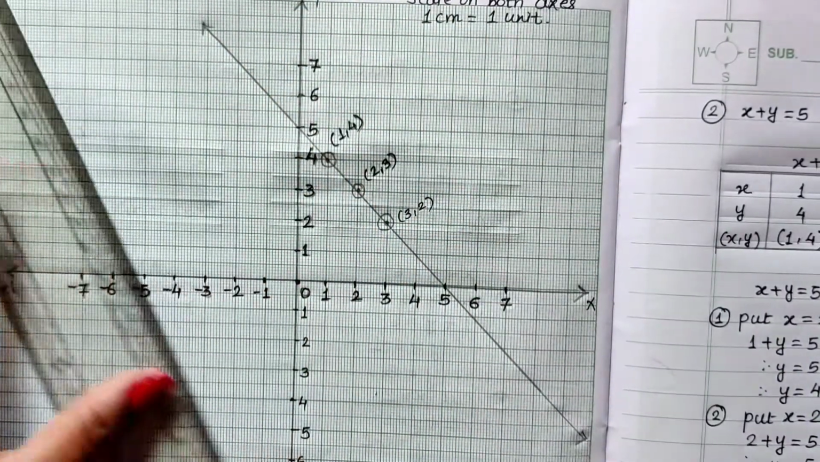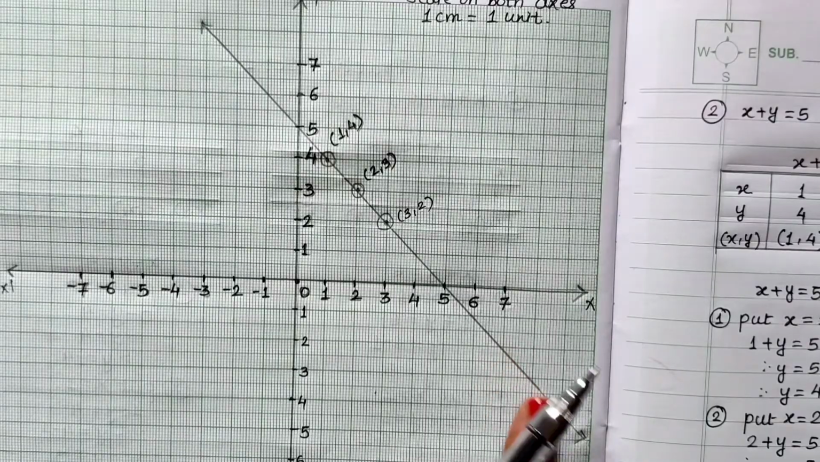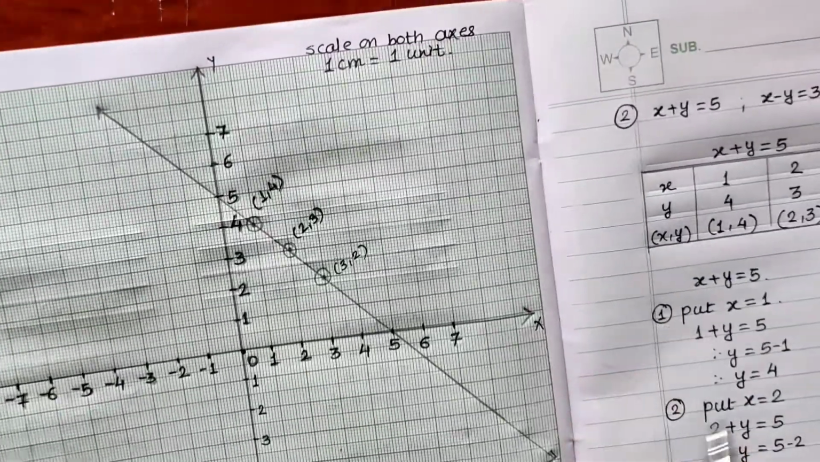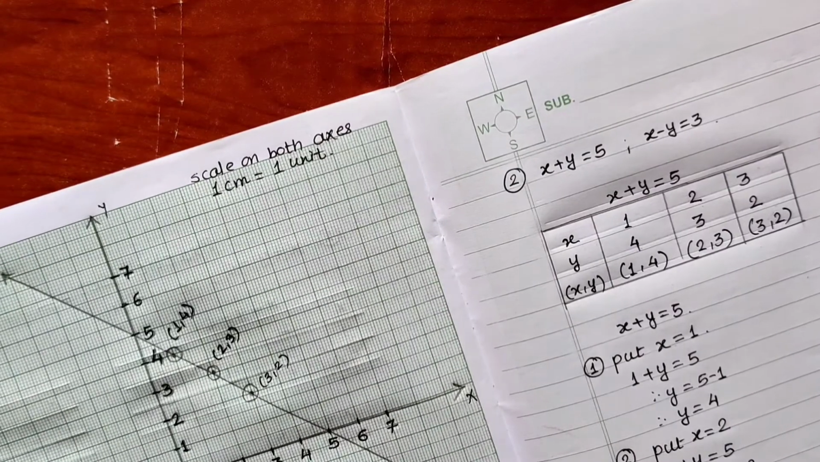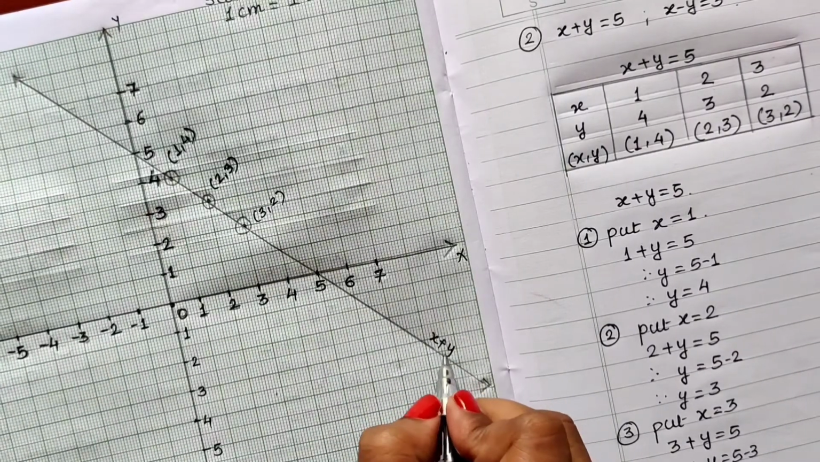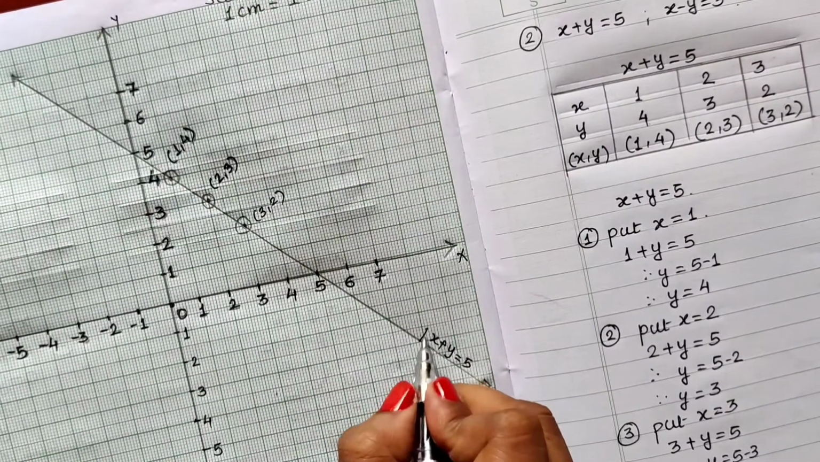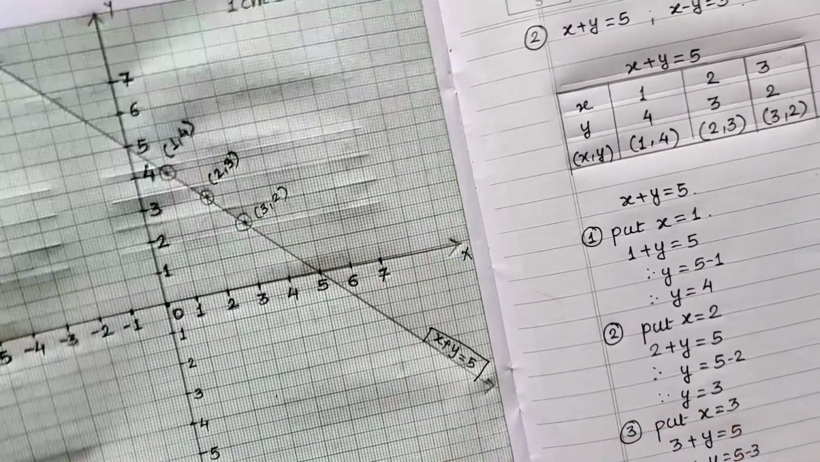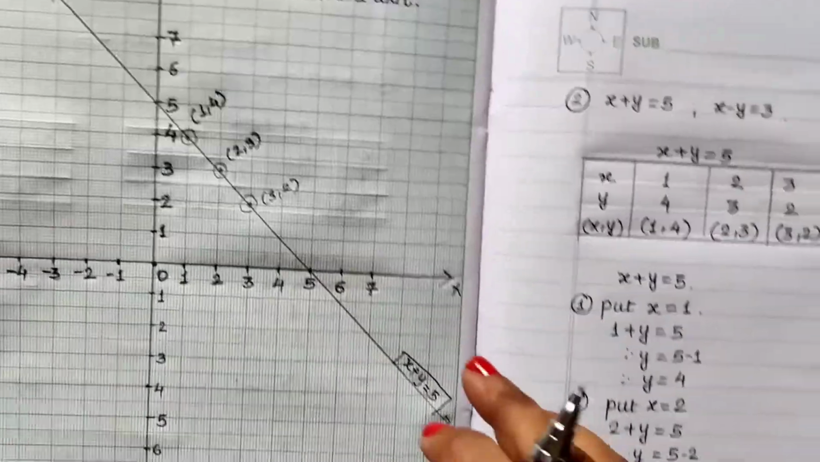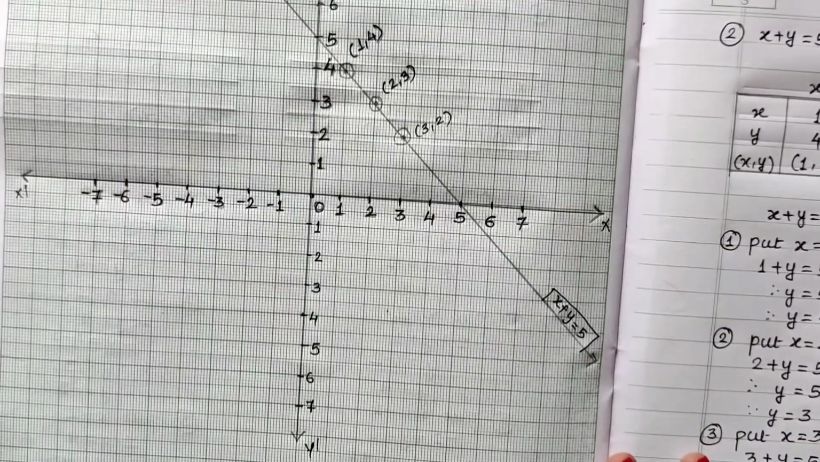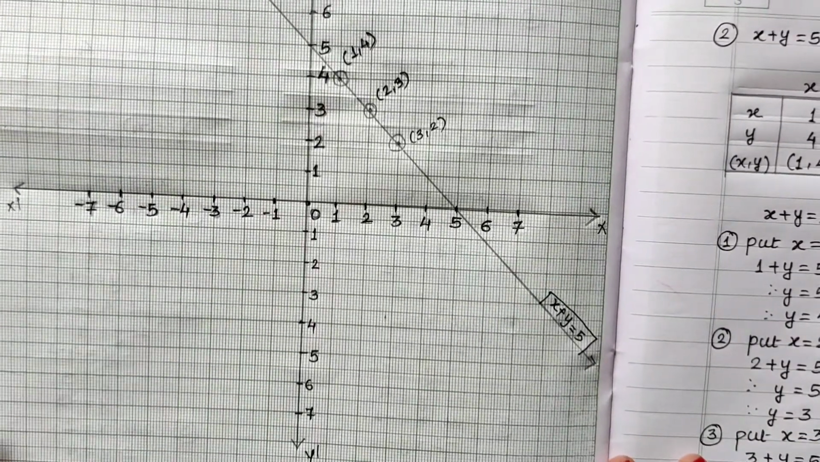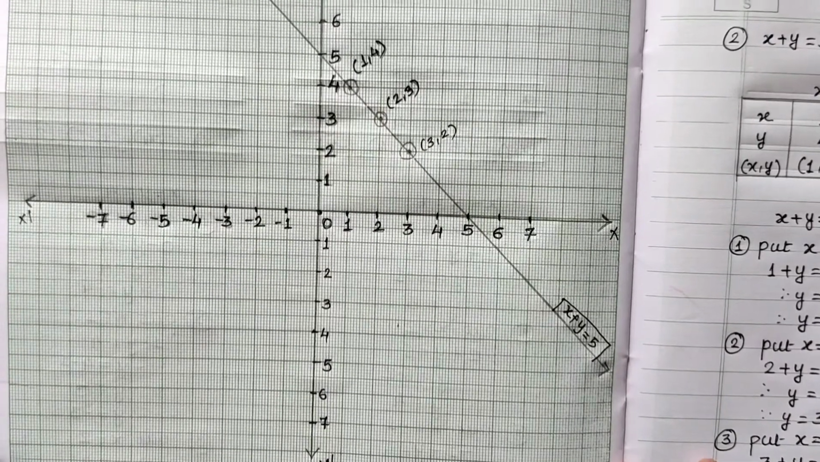Okay, an equation of line we will be writing. What is the equation? x plus y is equal to 5. So in this way we have drawn the line of equation x plus y is equal to 5. Now we will be drawing the line of equation x minus y is equal to 3. So let us plot the points.